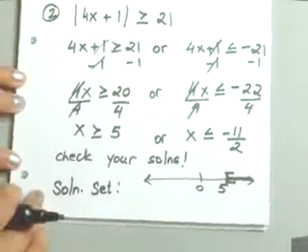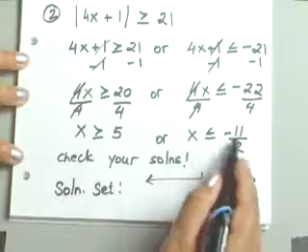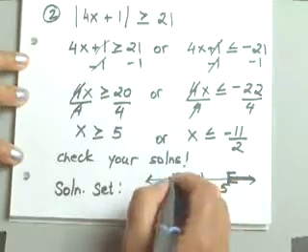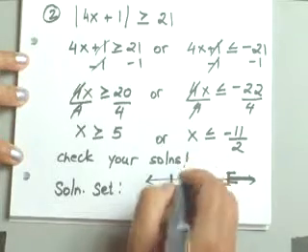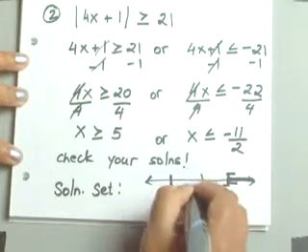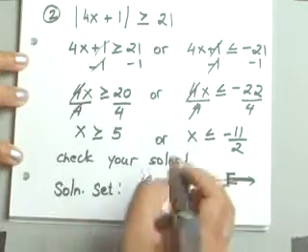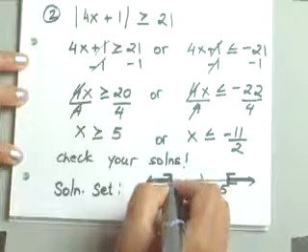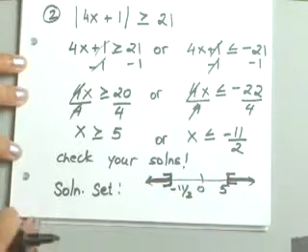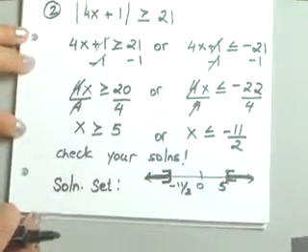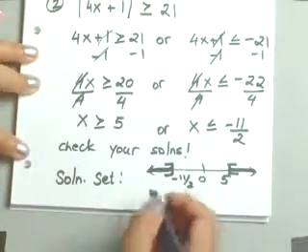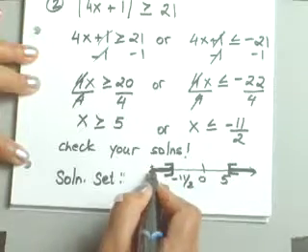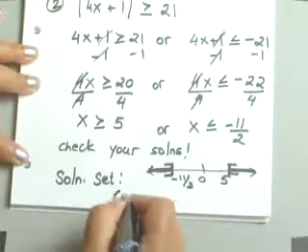On the other side, you have x is less than or equal to negative 11 halves. So let's say negative 11 halves is somewhere right here. And again, we're saying all values less than negative 11 halves and equal to negative 11 halves. So we'll use a bracket again to show that we're including the endpoints. And so your solution set will be this section right here, which is negative infinity to negative 11 halves.